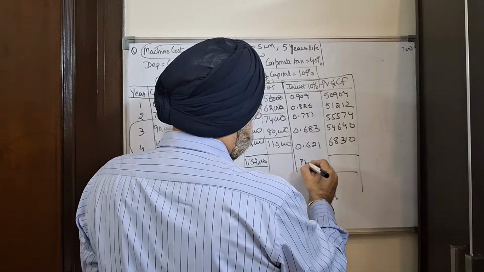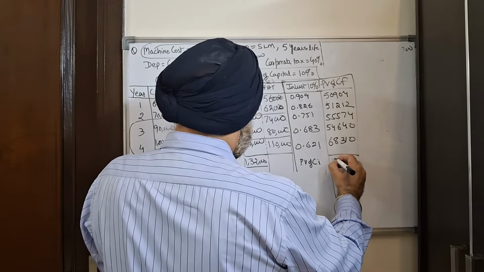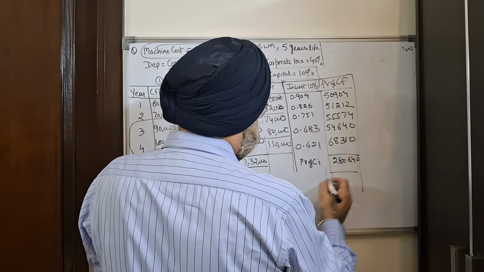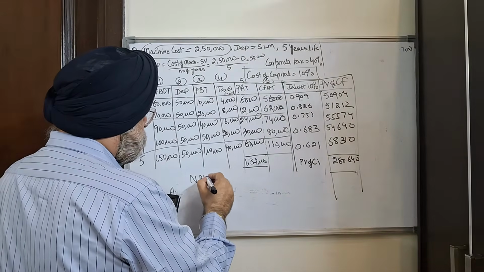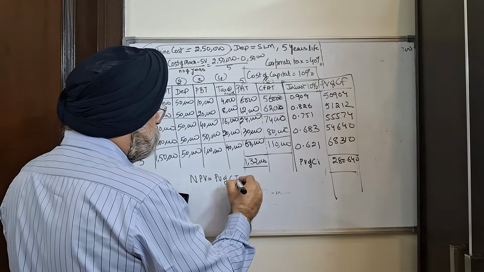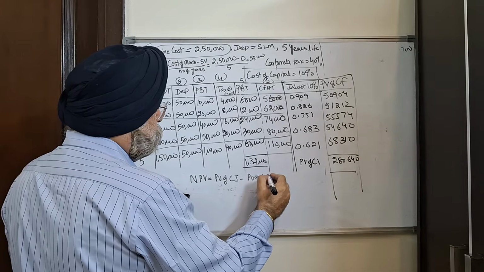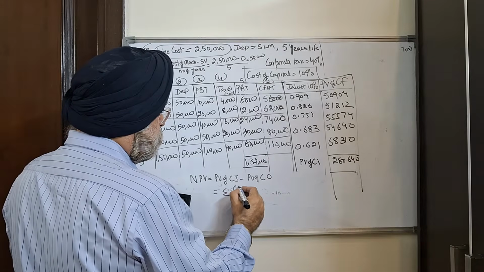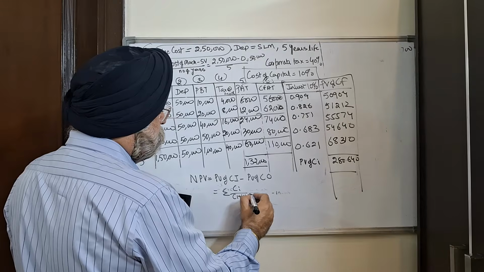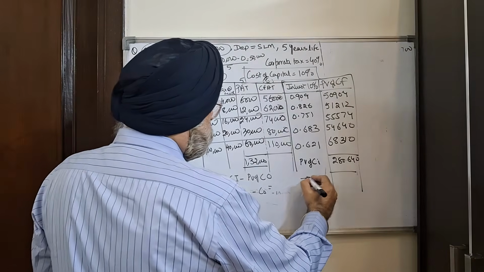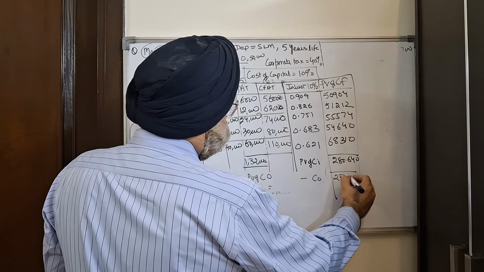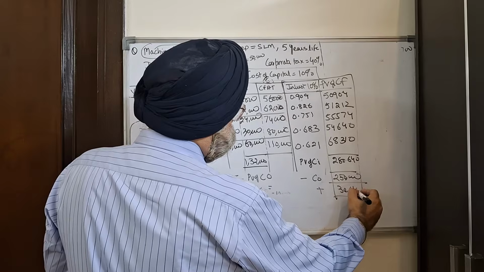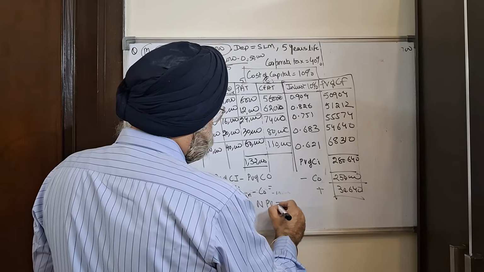So present value of cash inflow is 2,80,640. Now the formula for NPV is present value of cash inflow minus present value of cash outflow, which is summation CI upon (1 plus K) raised to power n, minus CO, and cash outflow is 2,50,000. So it is coming positive 30,640. So NPV is positive 30,640.